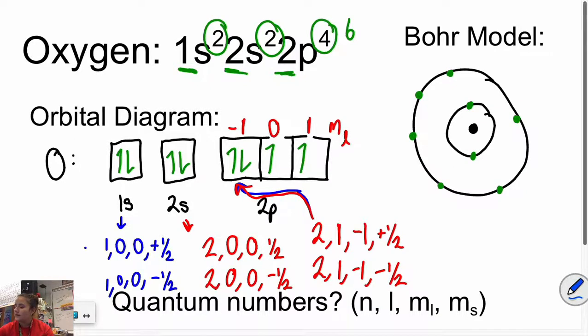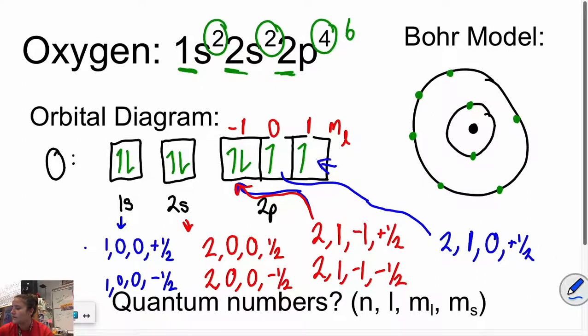Okay, now this electron is in the second energy level, so it has n = 2. L, it's still p, so it's 1, but now its m sub l is different because it's in a different orbital. So that one is 0, and it's an up arrow, so plus 1/2.